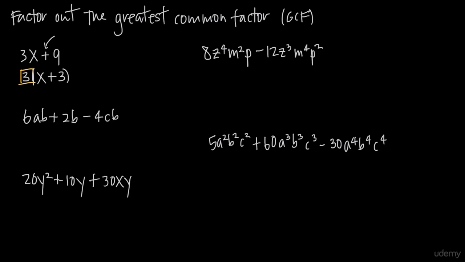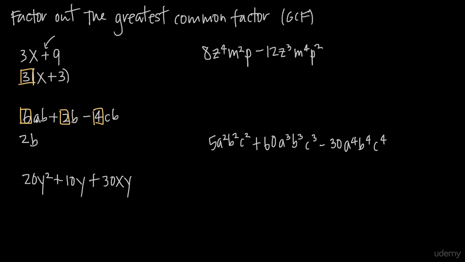So the easiest way to do this is to look at your whole number coefficients first. So we're going to look at 6, 2, and 4. What's the largest value that we can take out of 6, 2, and 4? Well, that's just going to be 2. Now we have to look at our variables. So we have ab, we have b, and we have cb. The only factor that's common between ab, b, and cb is just b. So we'll take out 2b.